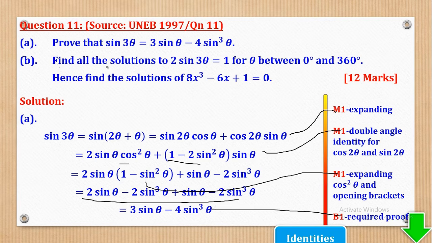Now we shall go to part B, which says find all the solutions of 2 sine 3 theta equal to 1 for theta between 0 and 360. Note this word all. Then hence find the solution. Now note this word hence. Hence is very vital, it means that you start from where you have stopped.